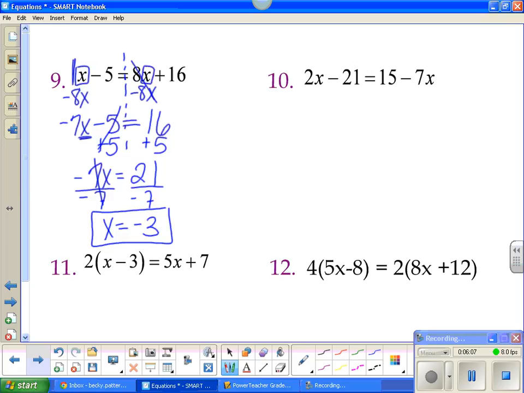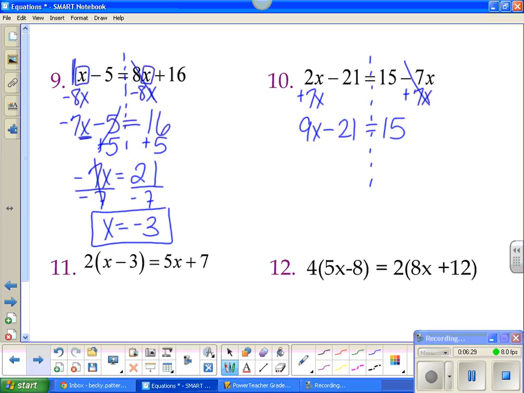Number 10, the same thing. I have x's on both sides. Again, for some reason, I like to move the x's to the front. So because this 7x is negative, I'm going to add 7x to both sides. Those cancel. 2x and 7x gives me 9x. I bring down my negative 21 and my equals and my 15.